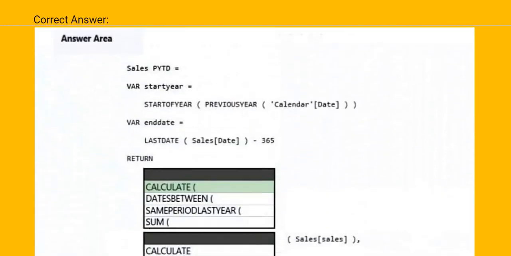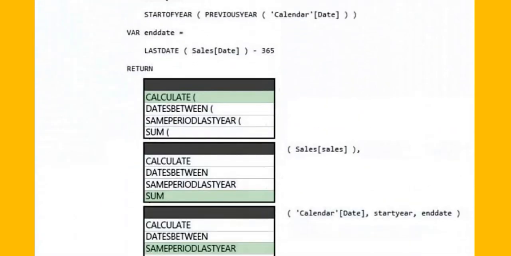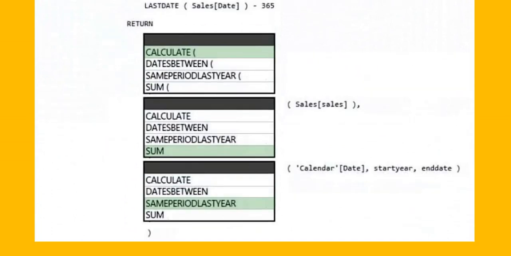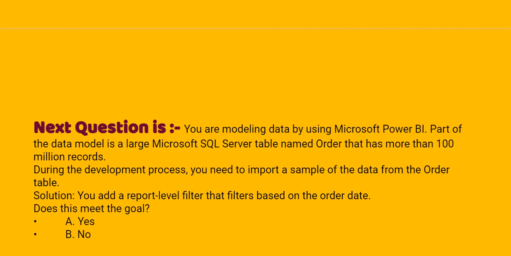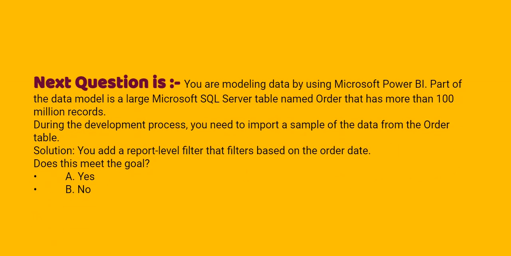Now, this is the correct answer, the ones highlighted with green color. CALCULATE from the first table, SUM from the second table, and SAMEPERIODLASTYEAR from the third table. Next one. You are modeling data by using Microsoft Power BI.